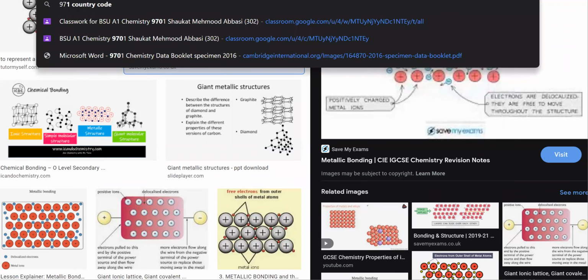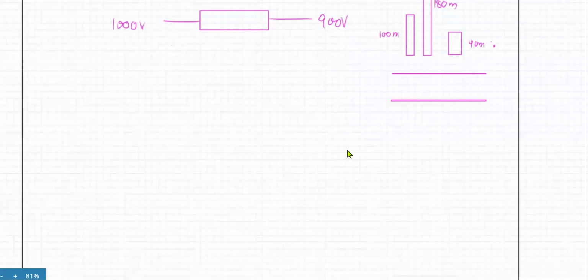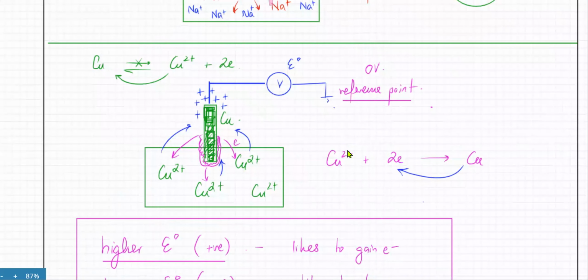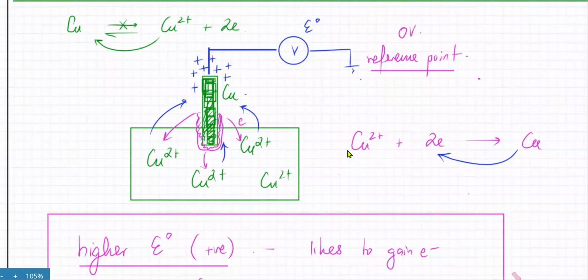Sir, I have a question. You said that once equilibrium is reached, we attach a voltmeter and try to figure out whether the E naught is negative or positive. So let's assume that equilibrium is reached. Does that mean that the rod is neutral at that point? If equilibrium is reached, then the charge that has been built up over here would become constant. It depends on what happened initially.